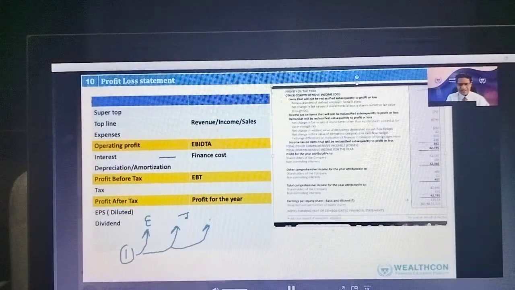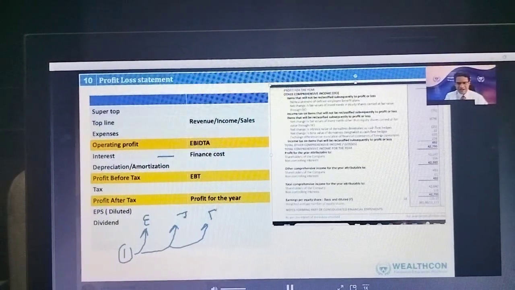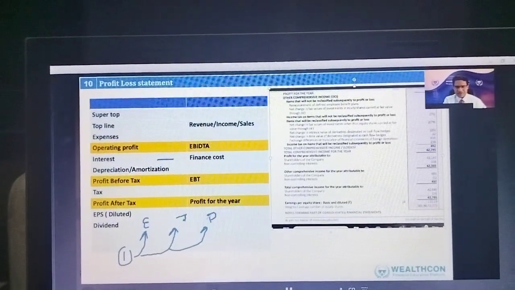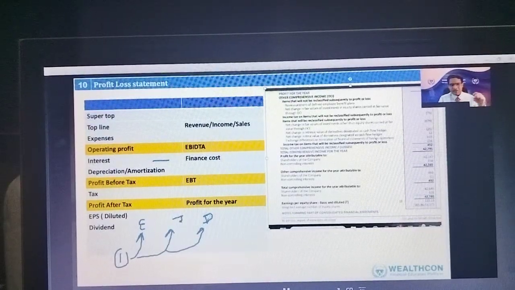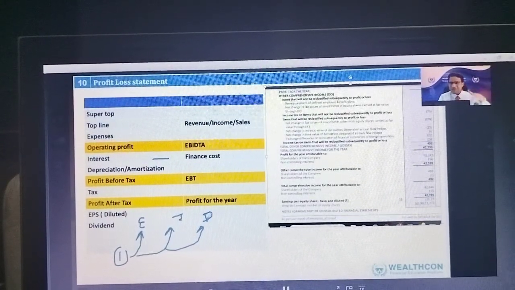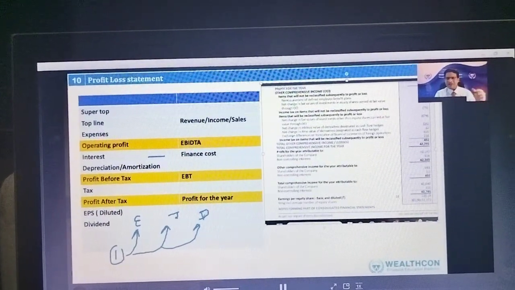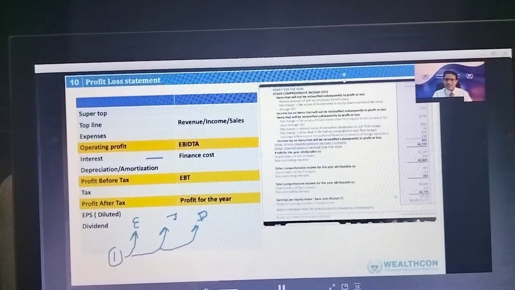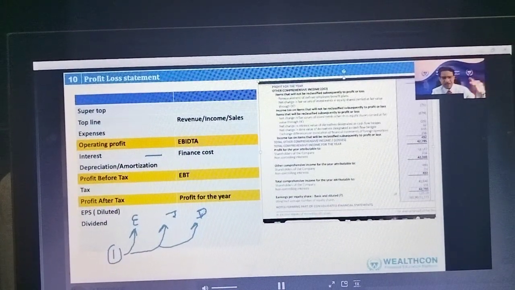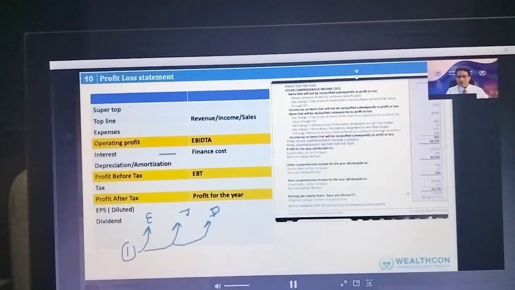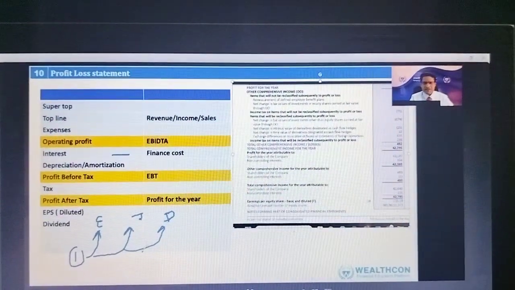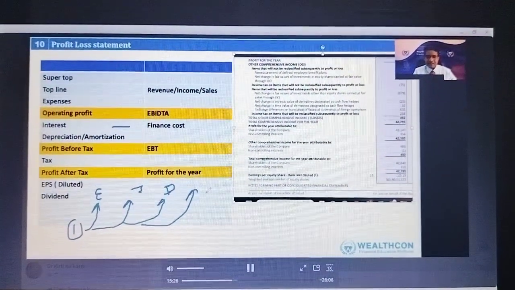Money goes out in the form of depreciation. Now you say depreciation does not go out. Even though actual money is not going out, the value of your machine is reducing. That's the reason it's depreciation. It is actually capital expenditure. It is an expense because its value is going down. So your assets are going down. Third will be the tax department.